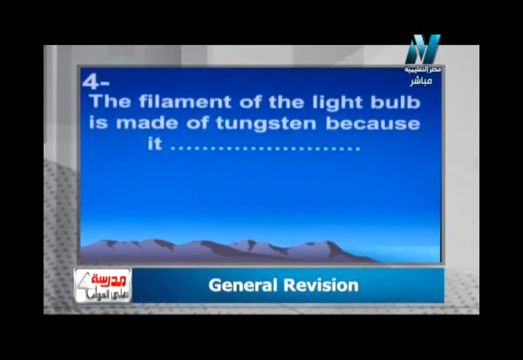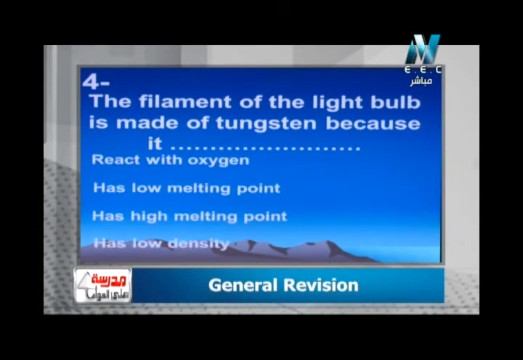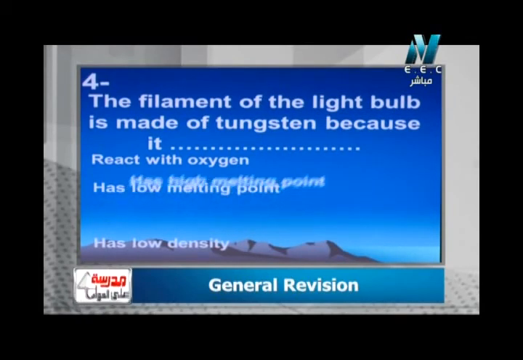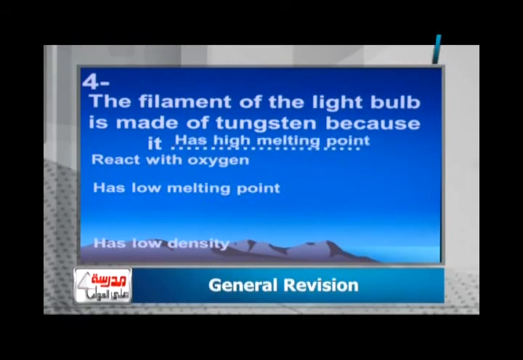Another question. The filament of the light bulb is made of tungsten because it reacts with oxygen, it has low melting point, it has high melting point, or it has low density? Why is the filament of the light bulb made of tungsten? Because it has high melting point. Again, the filament of the light bulb is made of tungsten because it has high melting point.